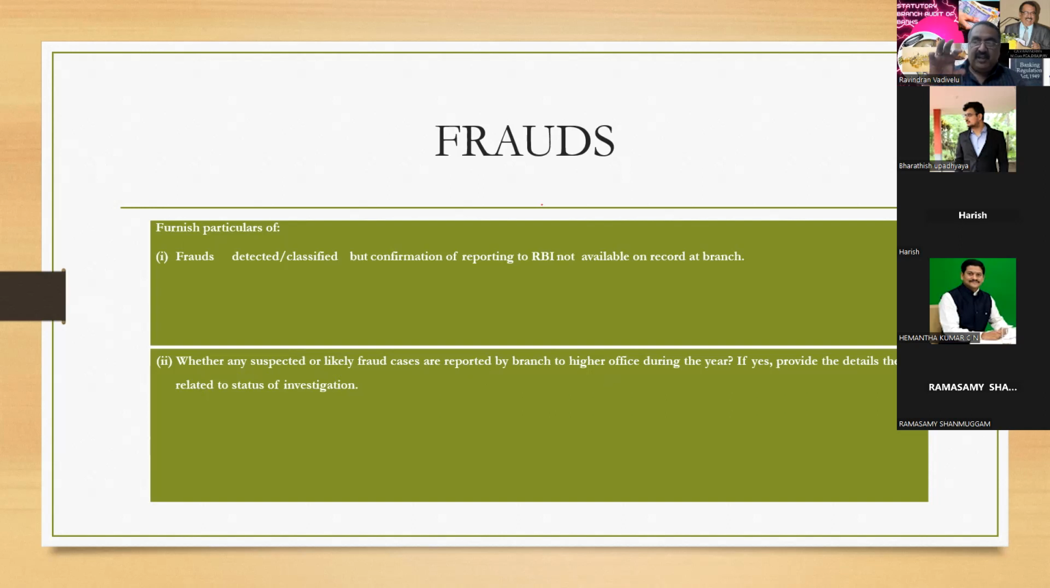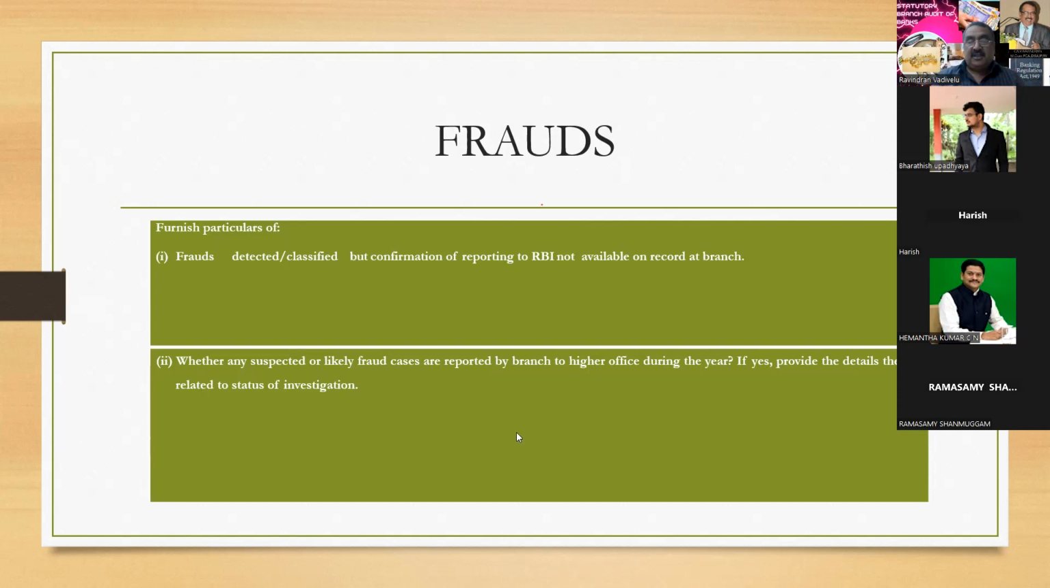If the branch has found any fraud, they have to report the same to the controlling authorities. And what is the procedure? What is the latest position? You have to take note of it. First thing, fraud detected and reported to RBI, reports are not available. Second thing is fraud detected by the branch, reported to the head office or controlling authorities.